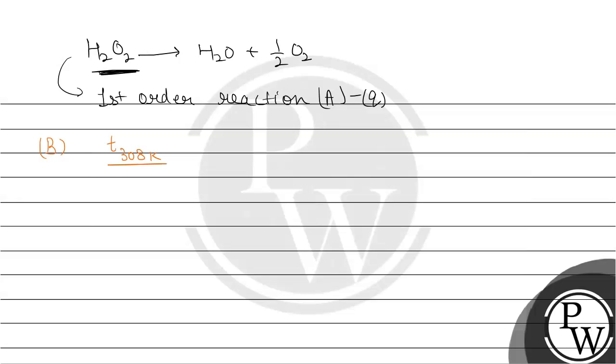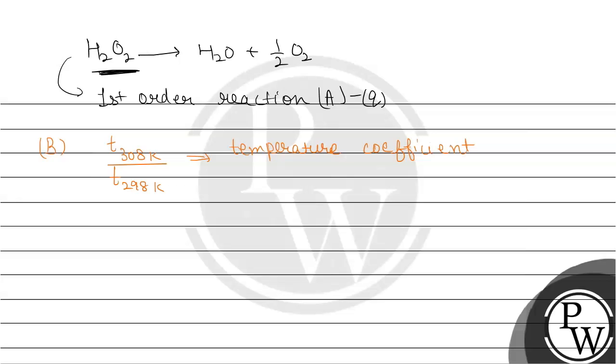And जो हमें B given है that is the T308 Kelvin divided by T298 Kelvin, and this represents the temperature coefficient. Now let us see temperature coefficient क्या होता है. Basically ये एक factor है by which जो rate constant of reaction है वो increase हो जाता है by increasing the temperature by 10 degrees Celsius.